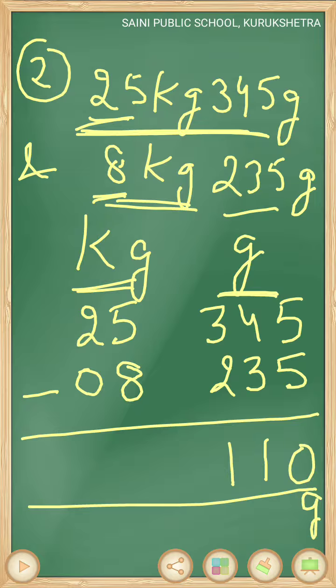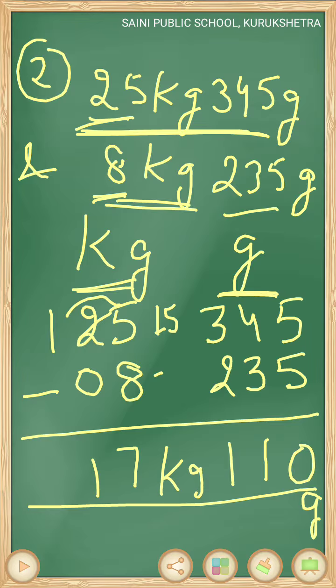Now the kilogram place. 5 minus 8 is not possible because 8 is greater than 5. So we will take a borrow from this place, and it will become 15 and this will become 1. So 15 minus 8, 7. You can count on your fingers. And here 1 minus 0, 1. So it becomes 17 kilogram and 110 gram.